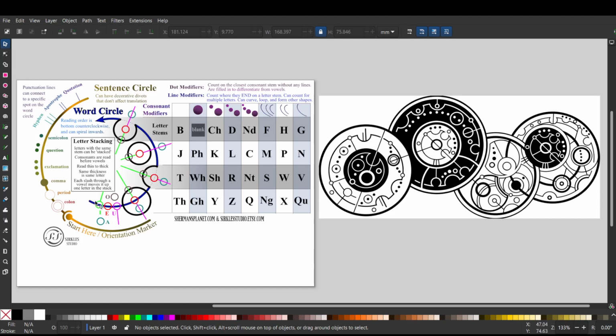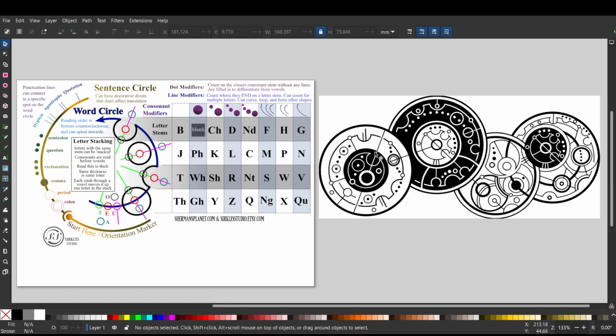the word circle line, which is this blue one here in the key. And the letters are made by combining a letter stem, which are these four black circles, with dot modifiers or line modifiers. And then vowels are smaller circles, and they're shown here in these bright colors.